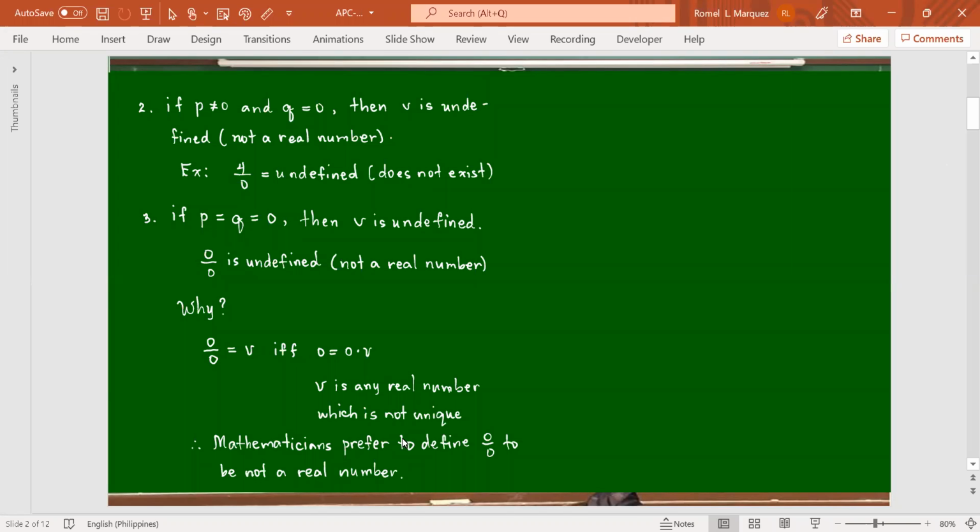So again, what is zero over zero? It's still undefined. Then, don't put infinity for 4 over 0, for instance. Any division by 0 is not allowed. In other words, division by 0 is not allowed. Okay? Division by 0 is not allowed. Clear, children? Guys?